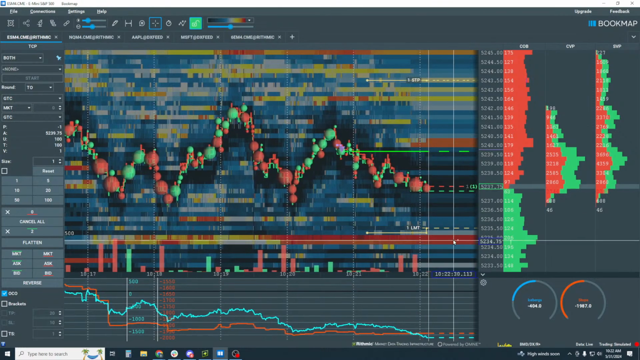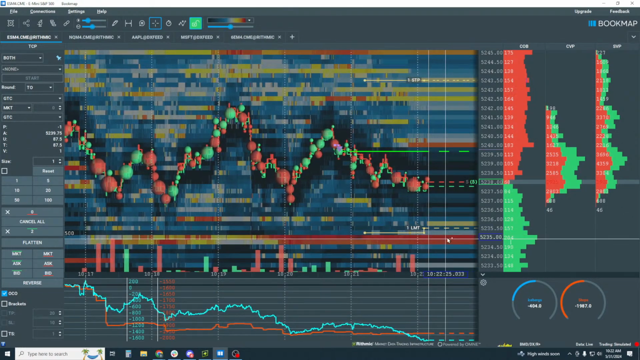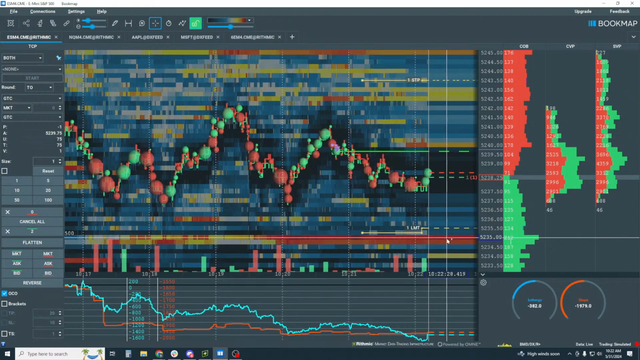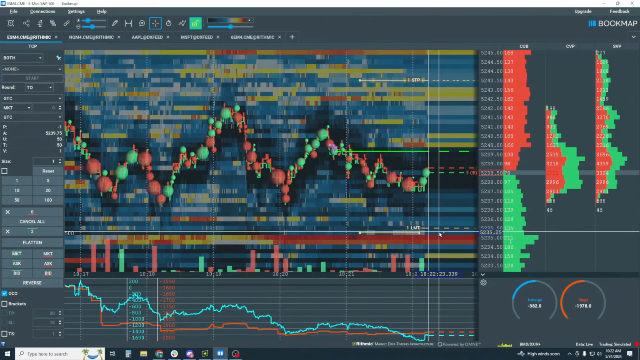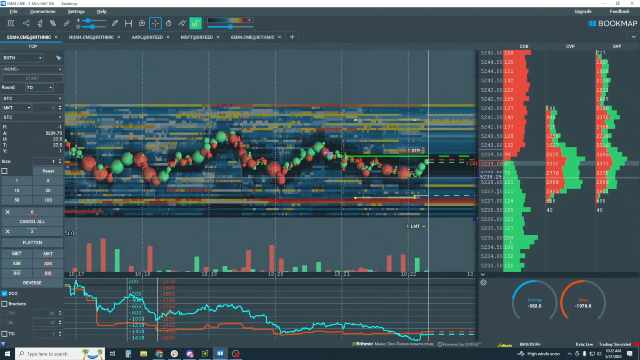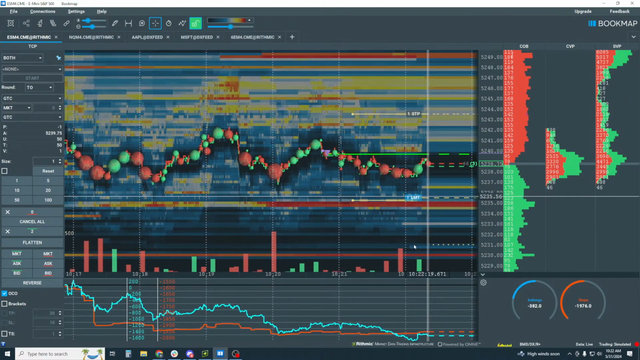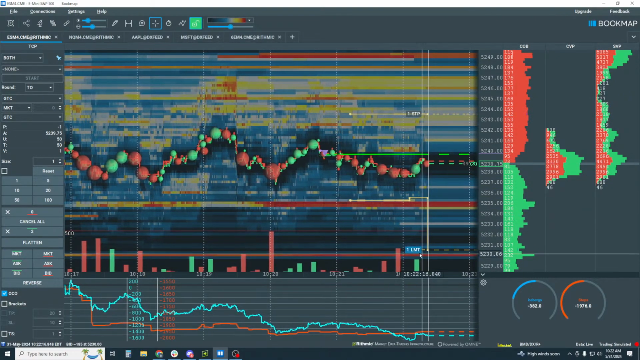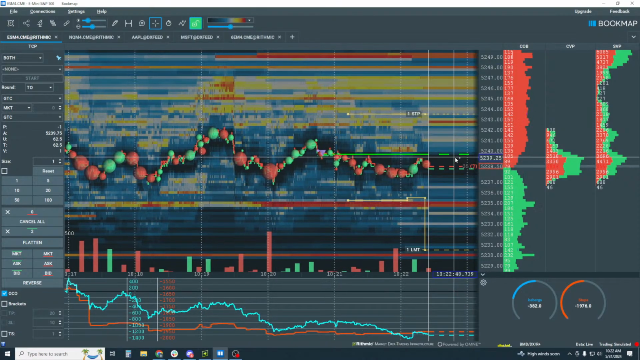Right now, if I see traders pulling away from here and I see a lot of selling coming in, well, then I'm going to do the opposite. I'm going to move this stop very easily down to maybe the next level of liquidity, like down here. Okay, something like that.